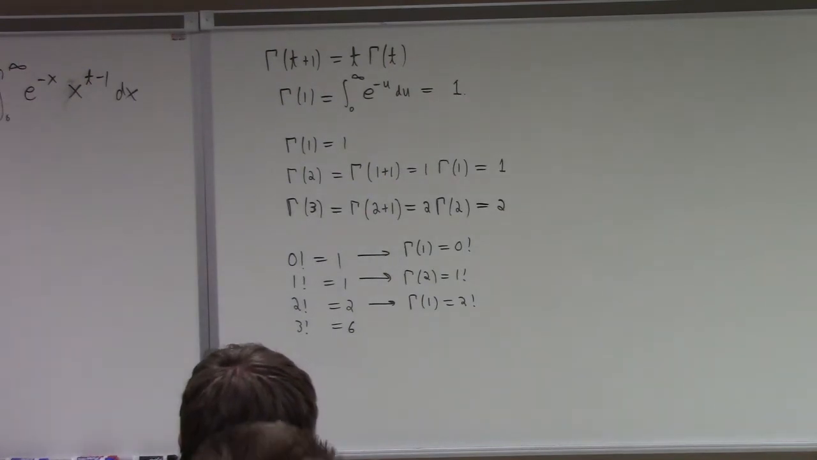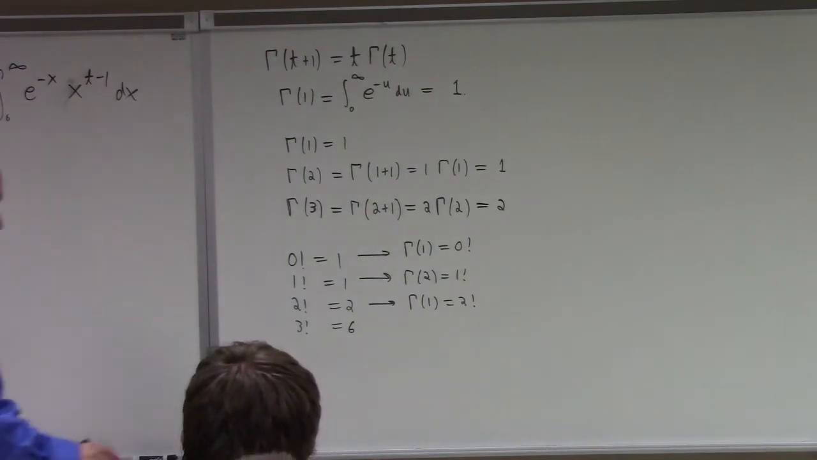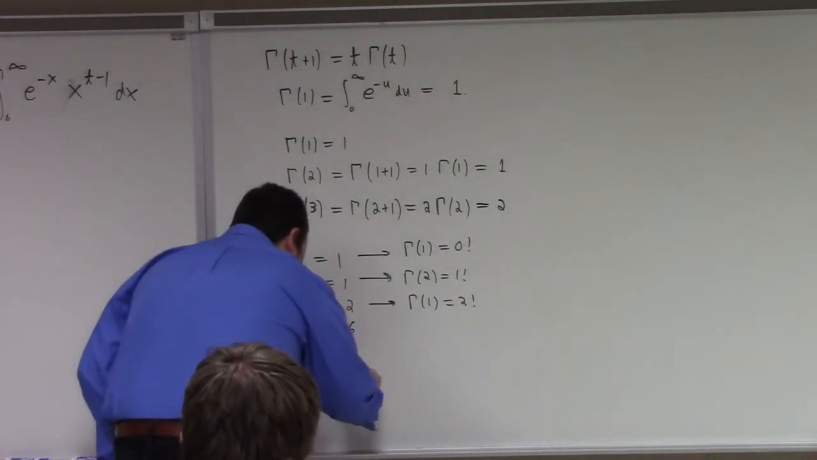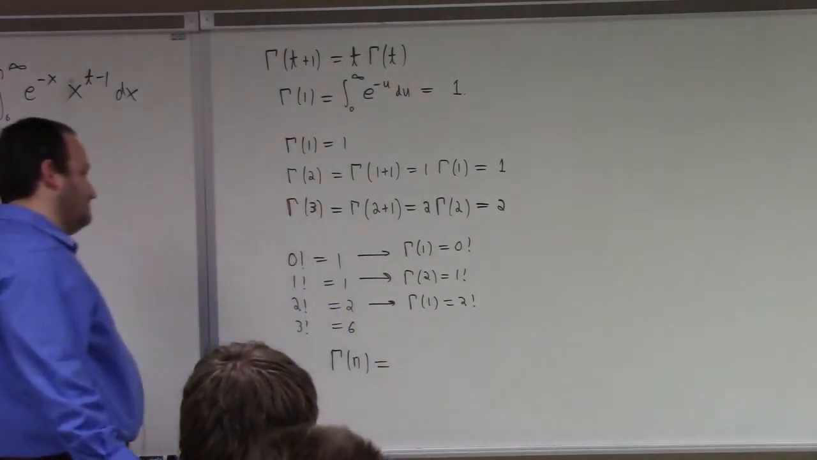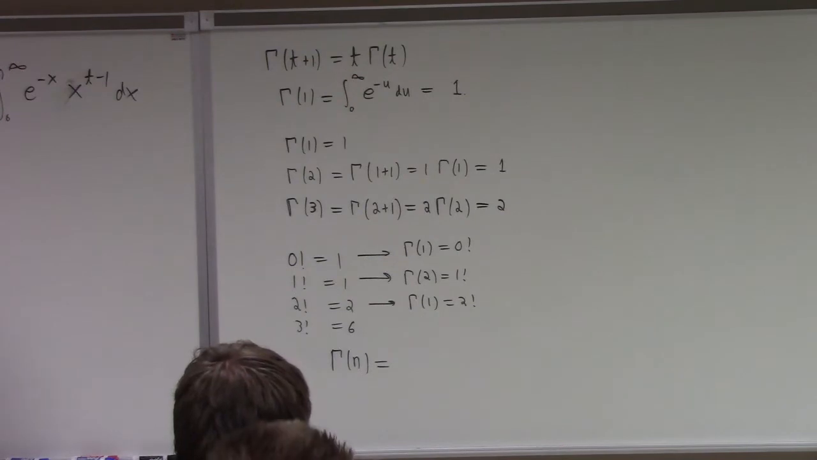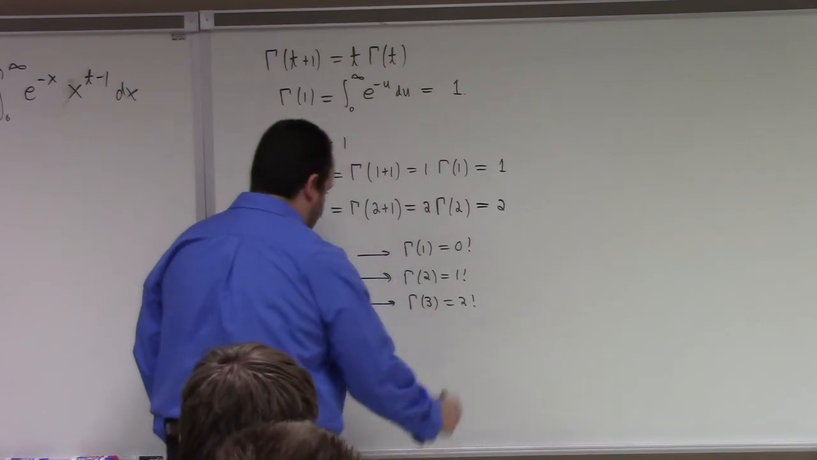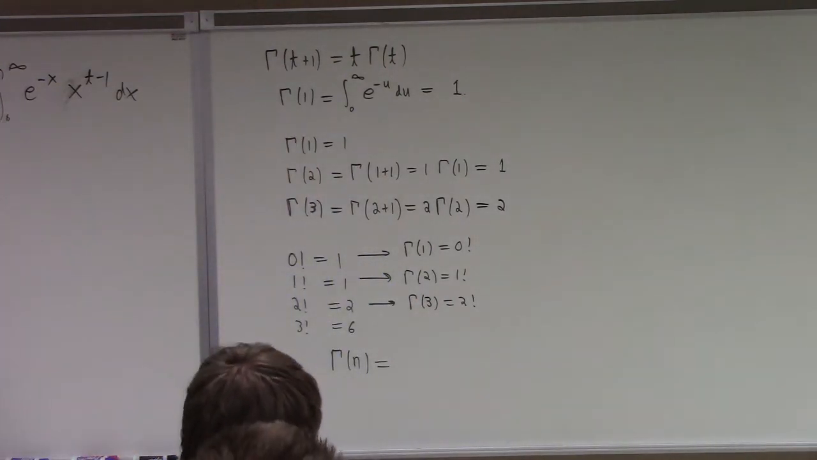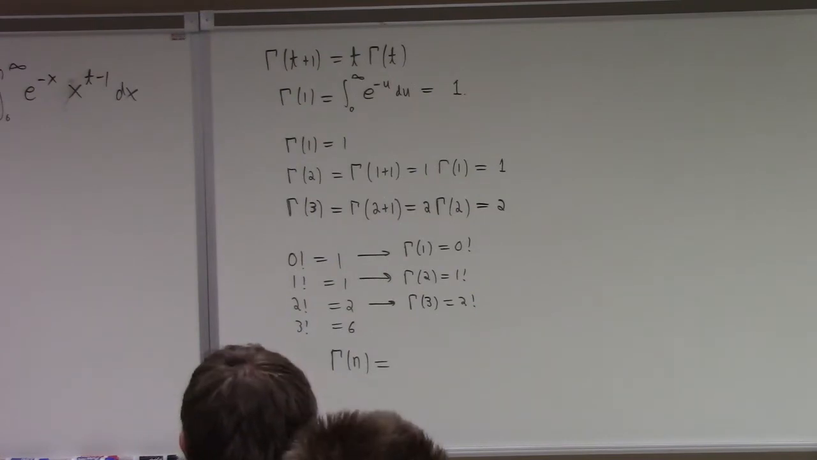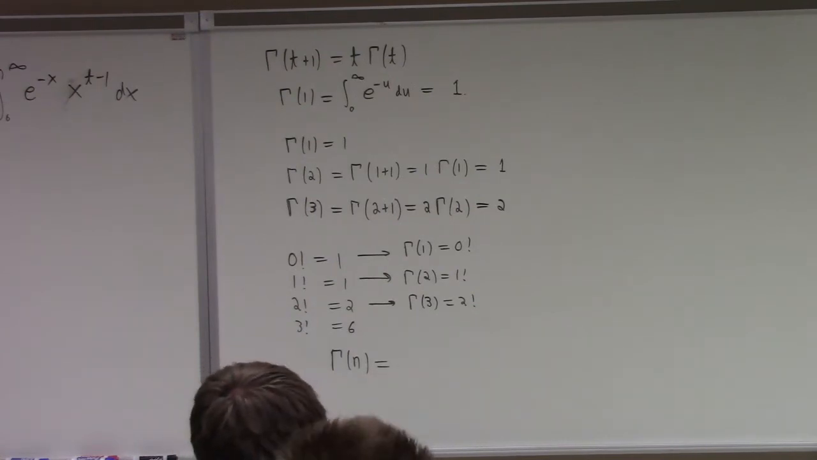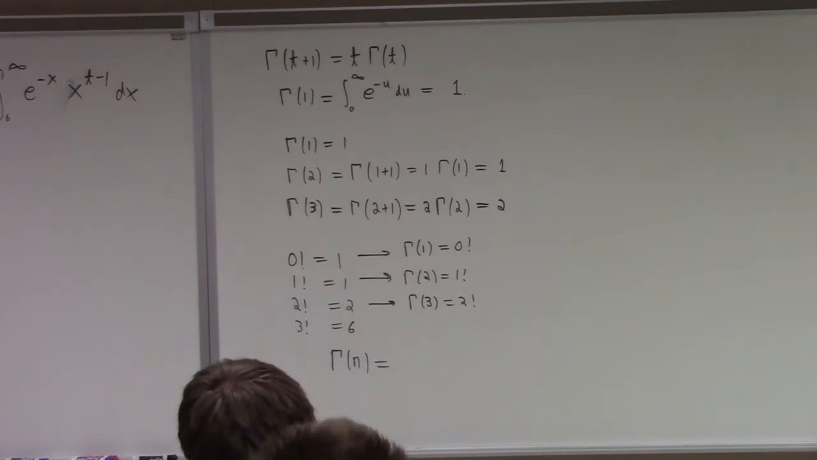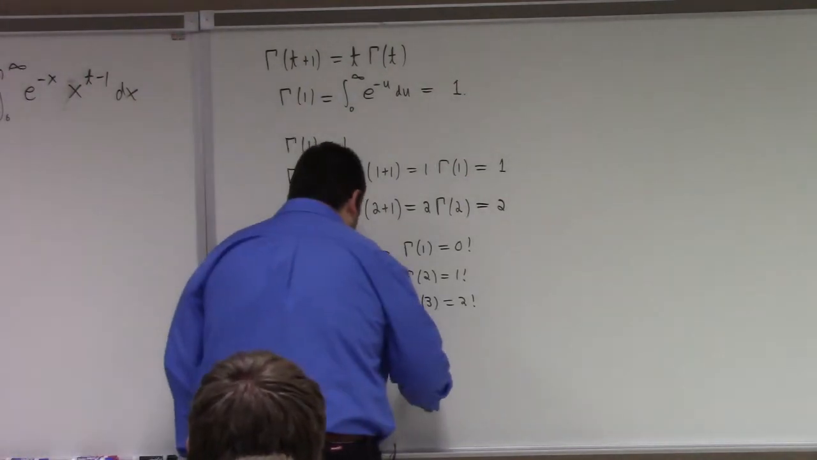What's the connection between the gamma function and the factorial? Gamma of n is equal to what? Maybe this is why I don't lecture on gamma functions, or it could just be today. We'll find out when I change topics. But gamma of n would be n minus 1 factorial.